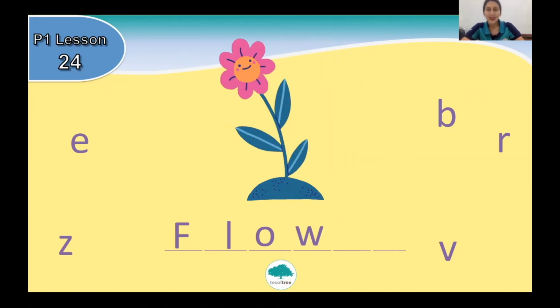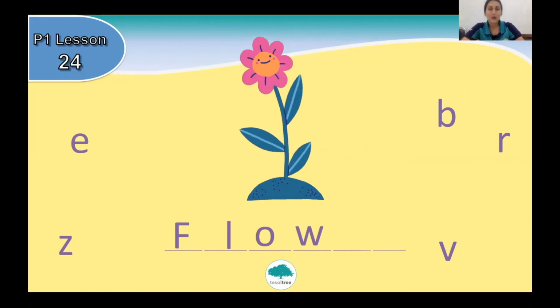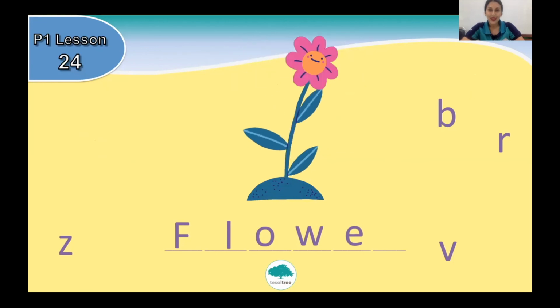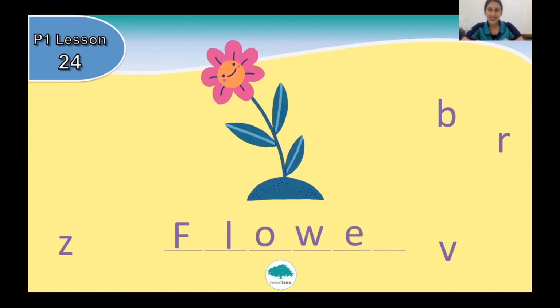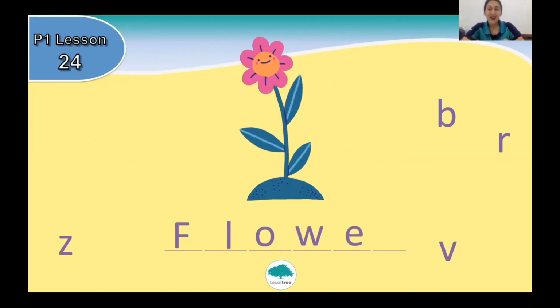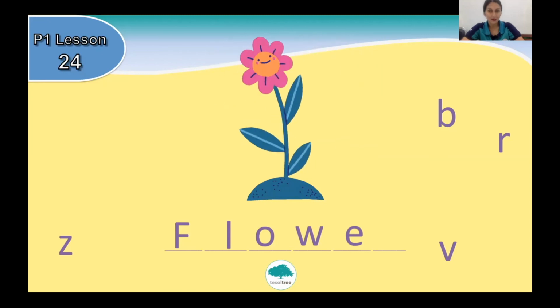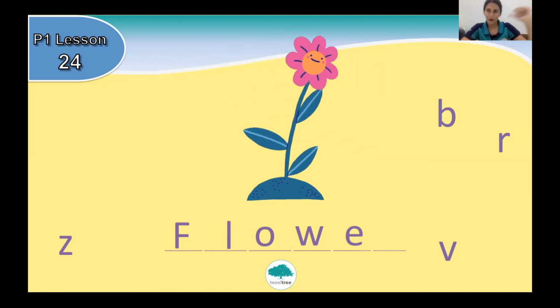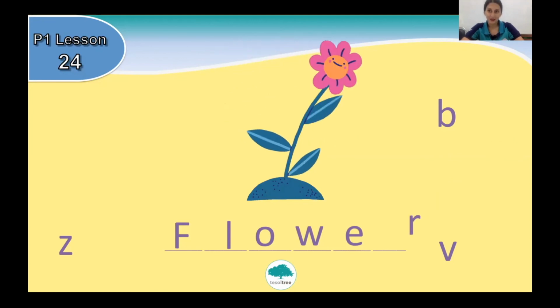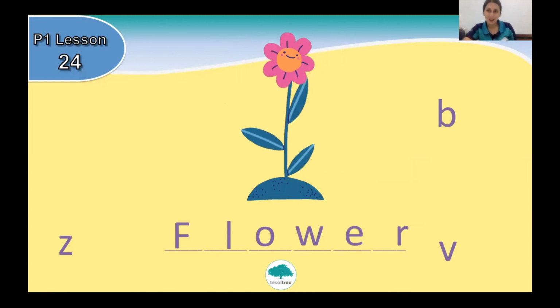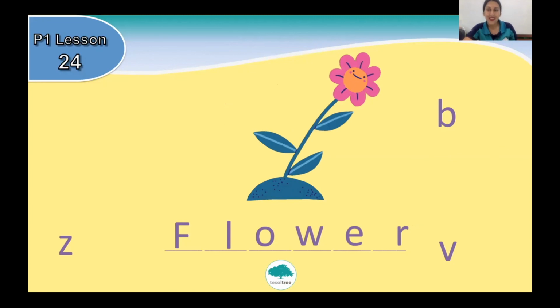Okay, 2 letters left. What will be next? Letter E. Well done. Okay, and our last letter of this word is R. Okay, P.1. Great job! We finished with our game. Let's continue.